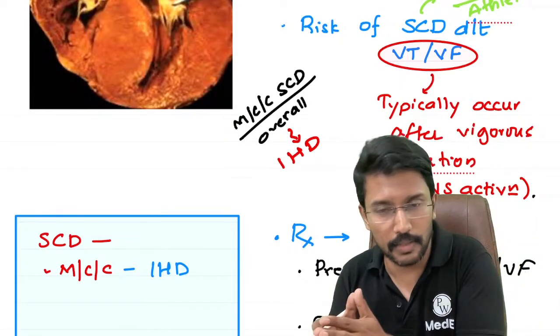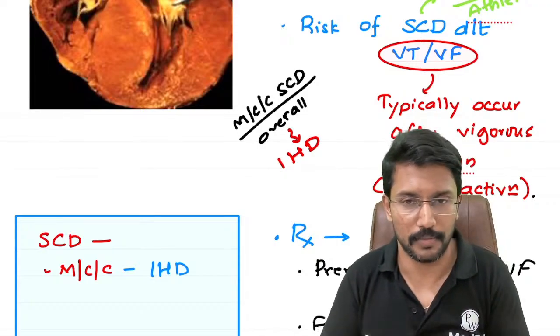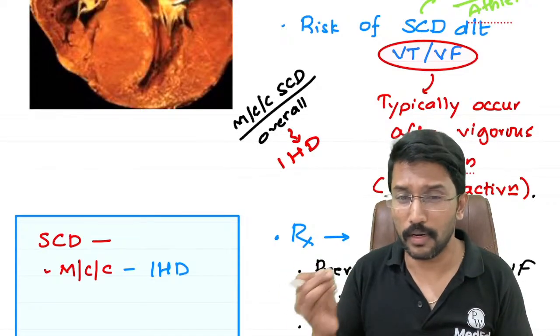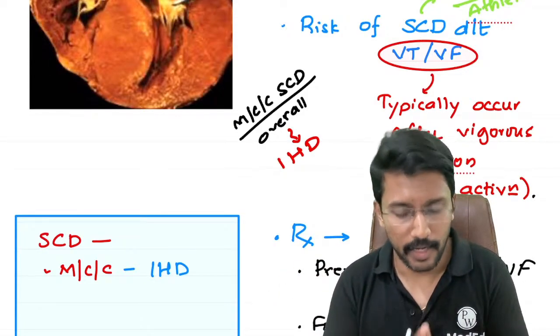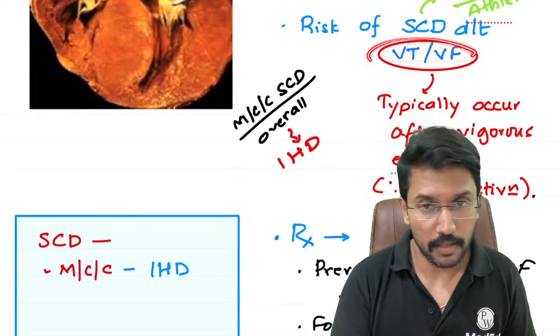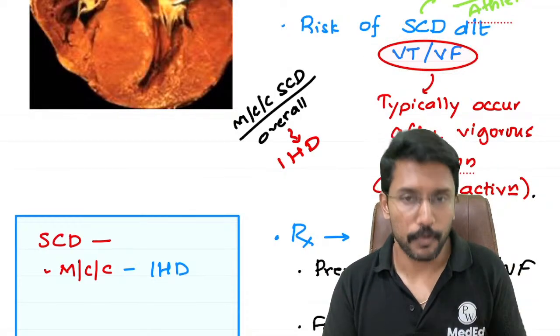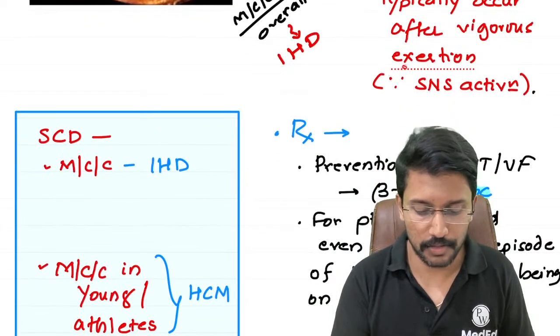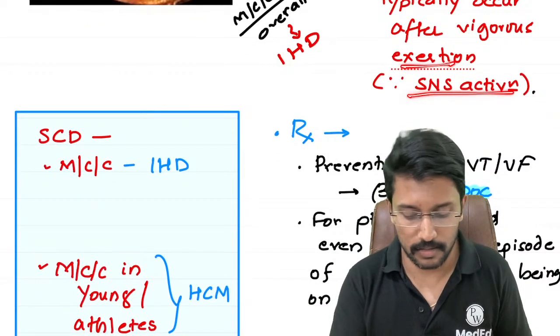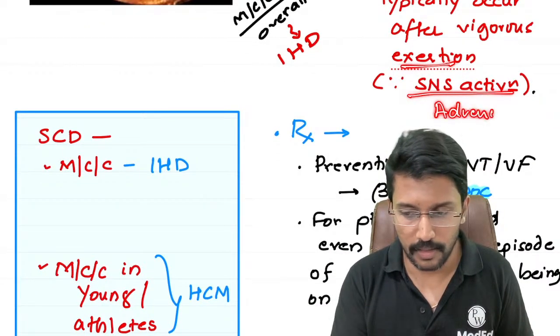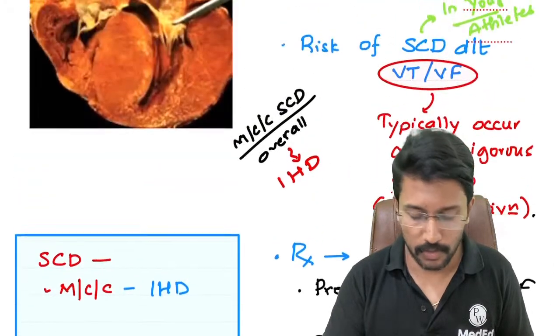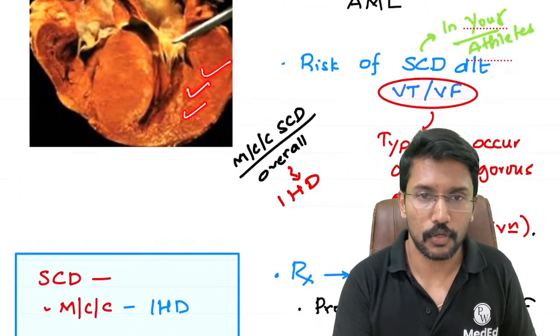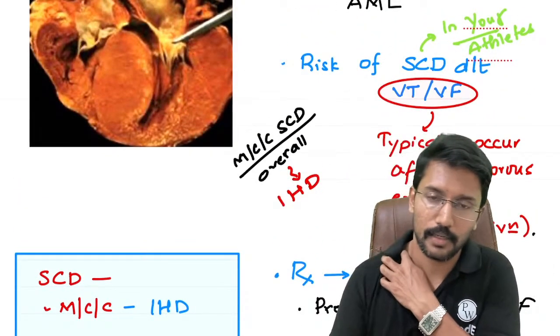So syncope is common when you have obstructive cardiomyopathy, but that may not contribute to death. Death typically happens because of the ventricular tachycardia or ventricular fibrillation, and this gets triggered by exertion, because during exertion sympathetic nervous system activity increases, there is more adrenaline, and adrenaline becomes the stimulus for the generation of the ventricular tachycardia or ventricular fibrillation.